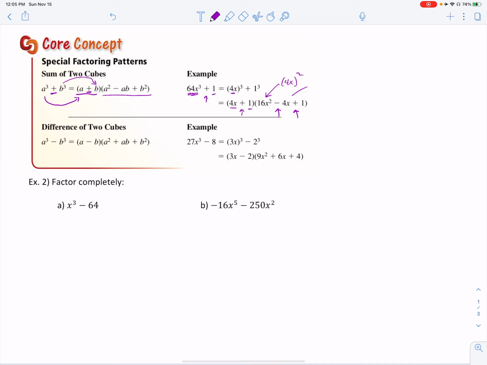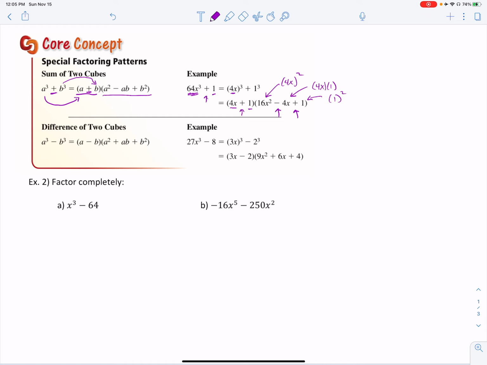But this right here is the product of your a times b. So in this case, your a is 4x and your b is 1, getting 4x. And then this last one is your b term being squared, but that is 1, so it's just 1.